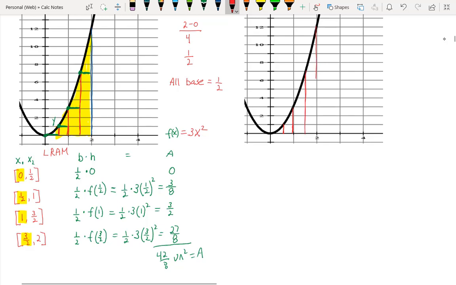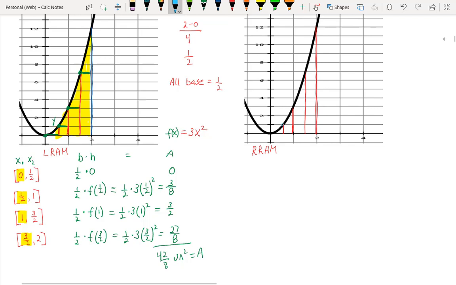And here's the end of the entire interval. Okay. So this is RRAM. What does RRAM mean? RRAM means that we're using the right-hand point to approximate the height of our rectangles. So RRAM. Okay, let's draw.